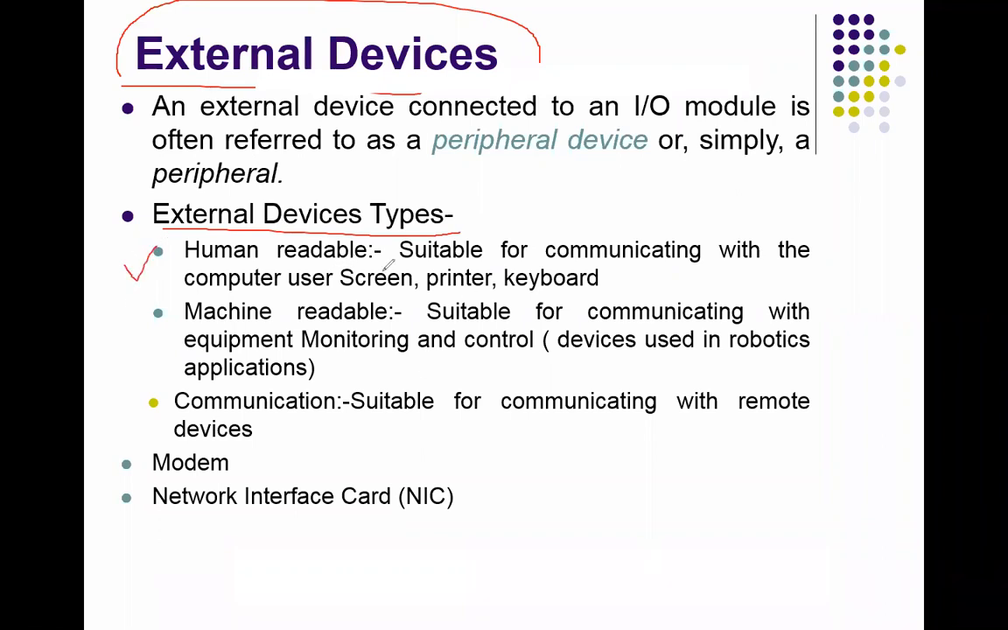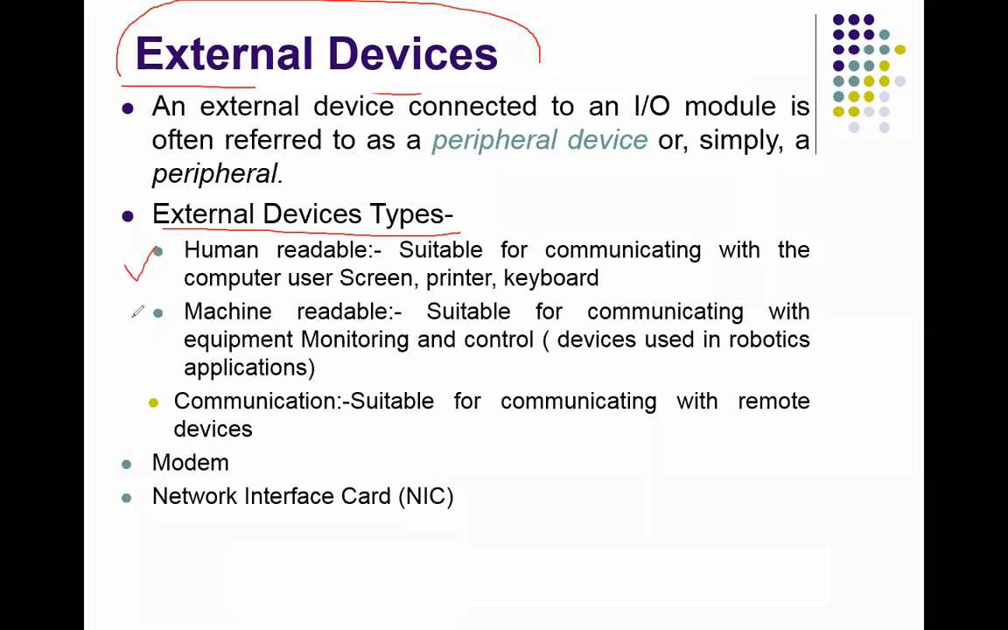The one type you will find is human readable. Human readables are like your keyboard. You can understand what you are typing over there. Your printer is human readable, right? Your screen monitor is human readable. These devices belong to the category of human readable because they are very suitable for communicating with the computer, and the human can easily read and understand.